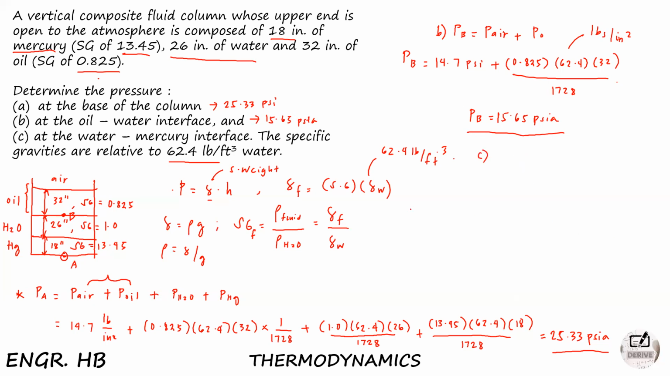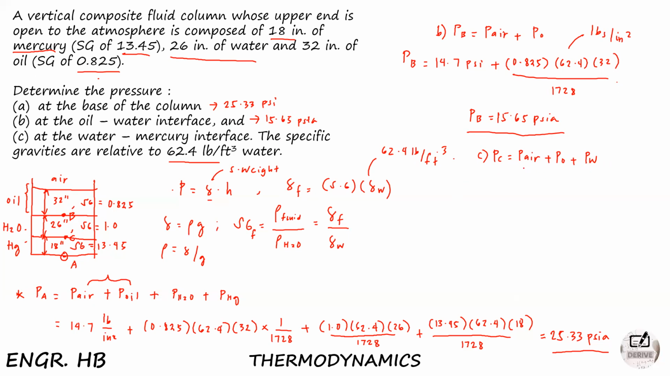So, tignan tayo sa letter C. Sabi at the water-mercury interface. So, water-mercury. At saan ba yung water-mercury? So, this is the water and the mercury. So, interface meaning gitna. So, let us say that this is point C. Ibig sabihin that the pressure at the point C is equal to kung ano yung mga fluid or the pressure na nakadagan sa kanya. So, ang nakadagan lang sa point C is yung pressure ng air, of course, yung pressure ng oil, of course, and of course, pressure nung water. Ayan. So, hindi na involved si mercury dito.